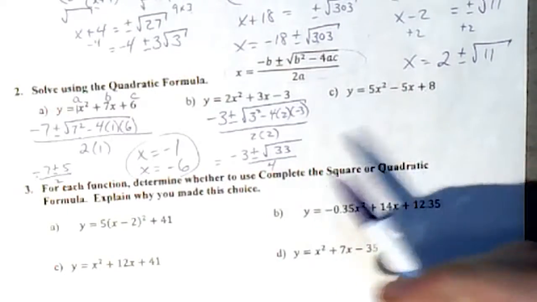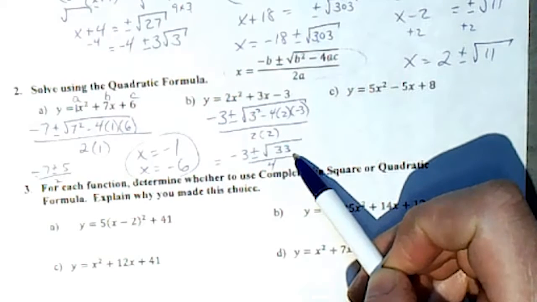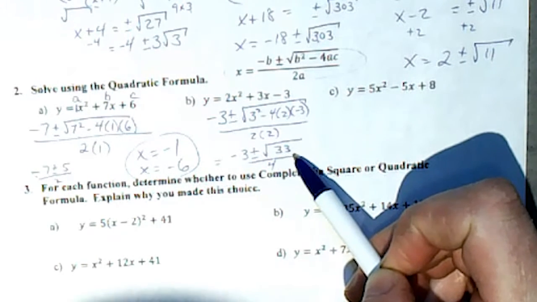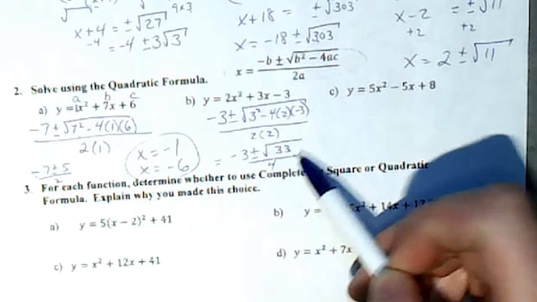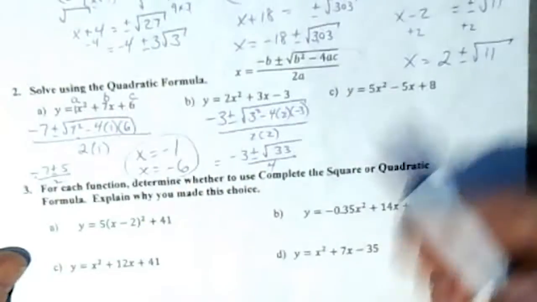So this one is not a perfect square, 33. So what I need to do is look at my perfect squares. 4 doesn't go in, 9, 16, 25, nothing goes into it. So I'm done. Make sure you have the plus minus. That's it.